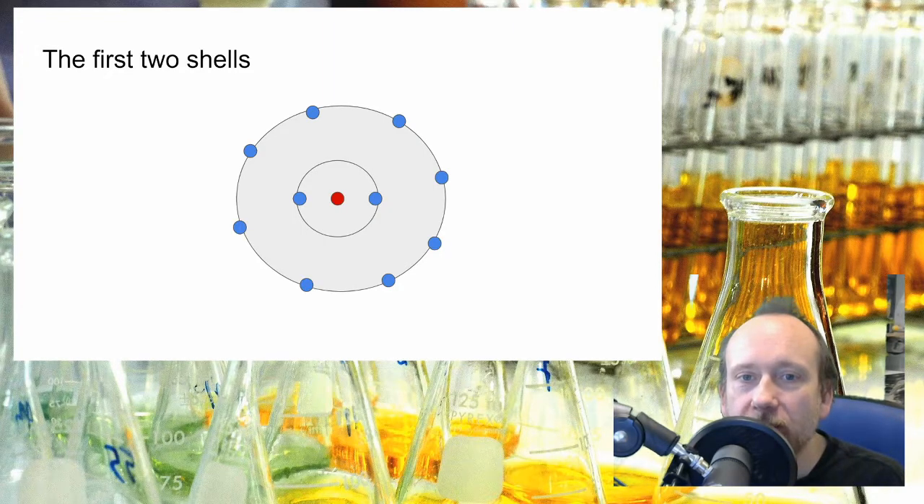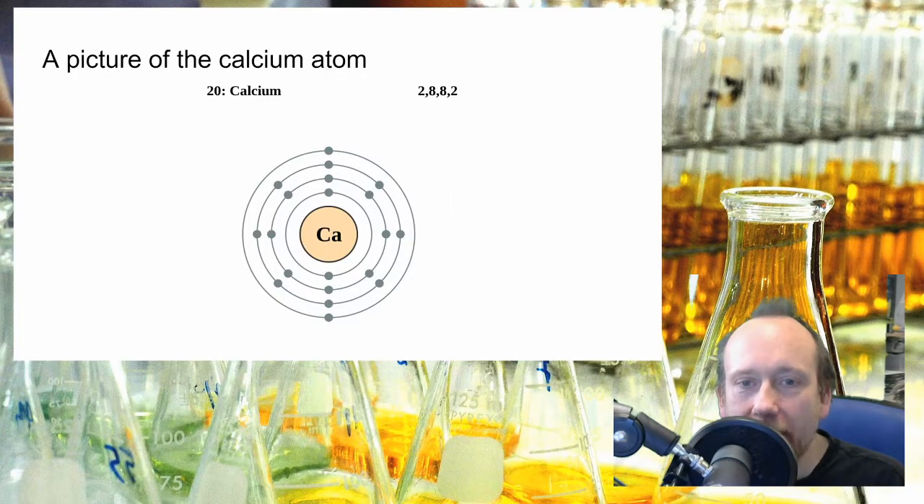The first shell, which is closest to the nucleus, can only hold 2 electrons. The next shell, the second, can hold 8 electrons, because at a greater distance it occupies more space. The third shell can, according to the GCSE specification, hold another 8 electrons. This is actually not completely true. It can actually hold 18 electrons.